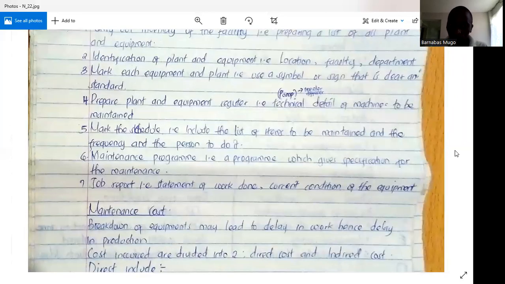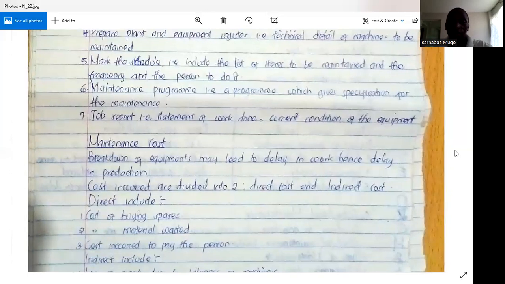Then the sixth procedure is the maintenance program, a program which gives specification for the maintenance. And then the last procedure is the job report, that is, a statement of the work done and the collected condition of the equipment. Those are the 7 steps carried out during plant maintenance.